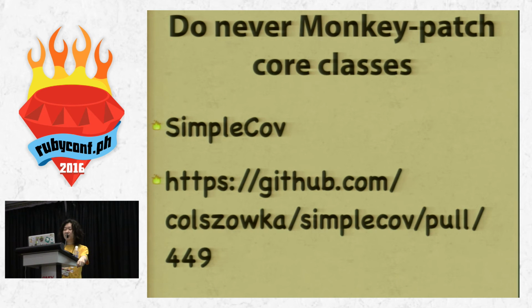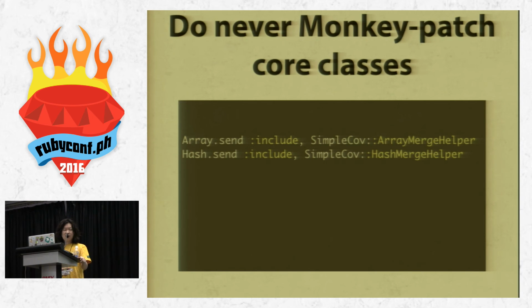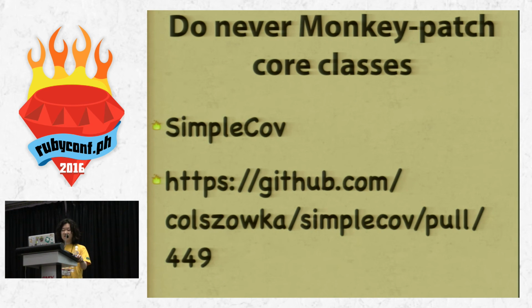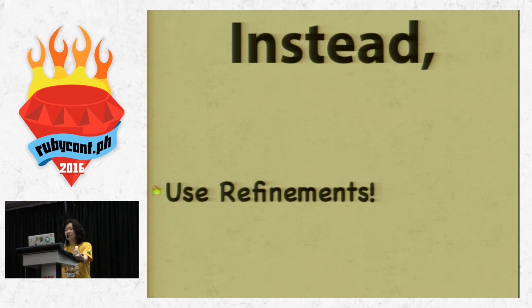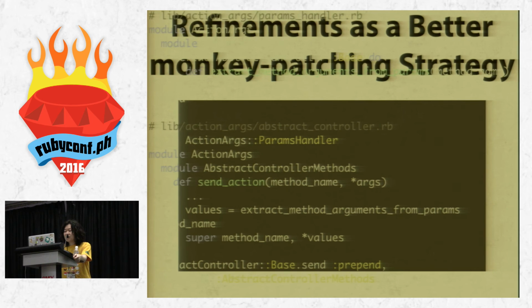Okay, next thing is to never monkey-patch core classes. This actually happened in simple_conf. Until I think 4 or 5 months ago, simple_conf extended, monkey-patched core Array and Hash classes. So I sent a patch not to do this. Please take a look at the simple_conf pull request 49 for the details. Instead, please use refinements if you want to extend core classes. I do this in Action Args, so please take a look at the Action Args plugin, how we extend core classes without polluting your applications.